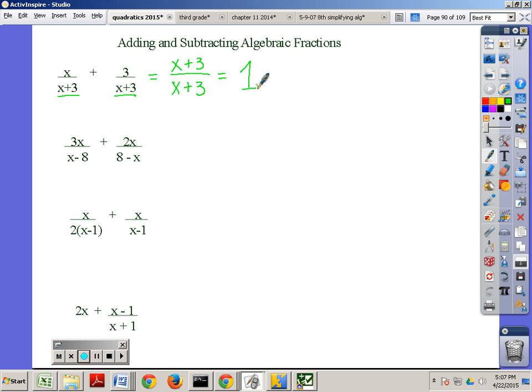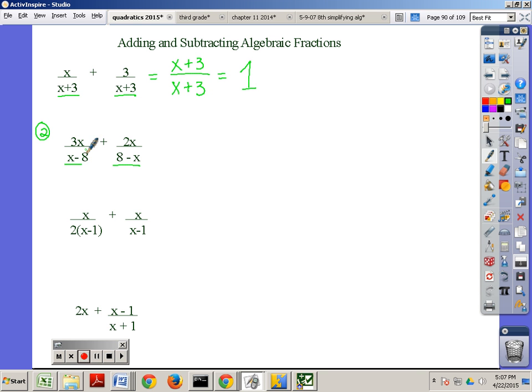Now a little bit harder, if we look at number 2 here, we notice that x minus 8 and 8 minus x are not the same. They are in fact opposites, so we need to make them the same. So I could factor out a -1. We practiced this yesterday, but let's do it again.